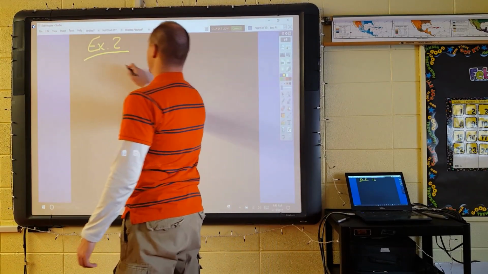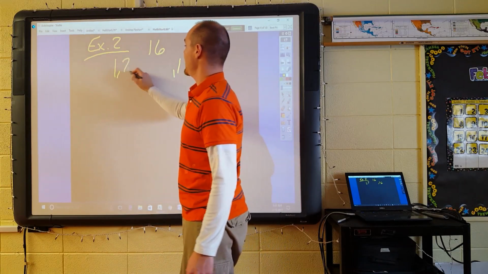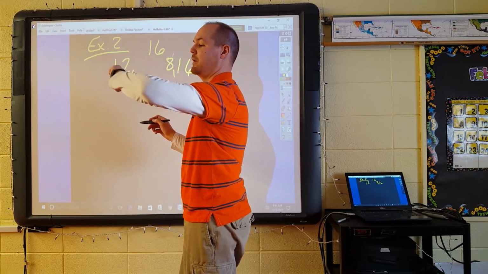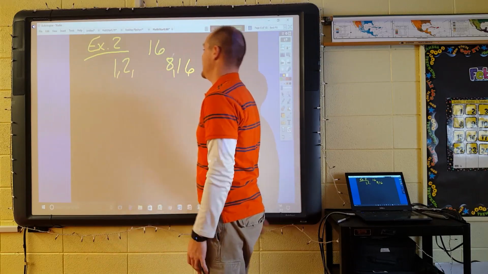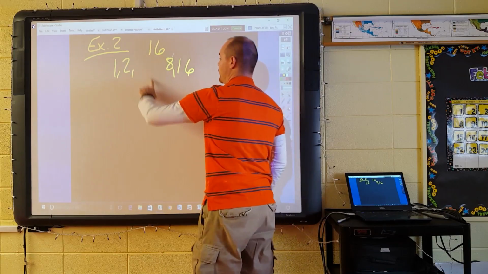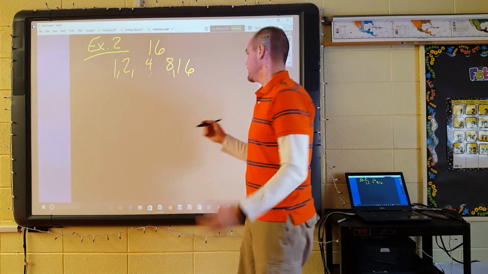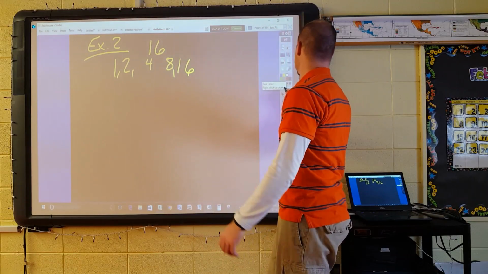Okay, so first I'm going to find the factors of 16, starting with 1 and 16. The next one, it's an even number, so 2 will always work. After that, I'm just going to check 3. I know that 3 goes into 15 and 18. 4, we multiply by itself to get 16, so that's the last factor of 16.